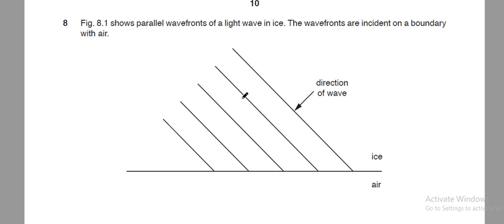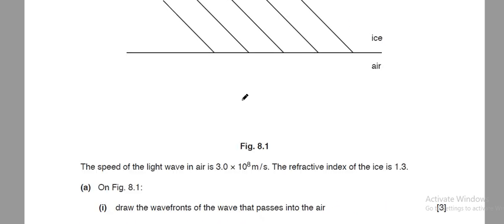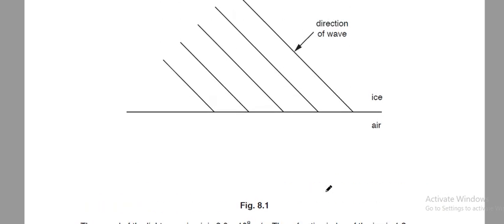Plane wavefronts of light wave in ice are incident on boundary with air. Speed of light is 3 times 10 to the power 8 meter per second. Refractive index of ice 1.3. Draw wavefronts of the wave that passes into air.